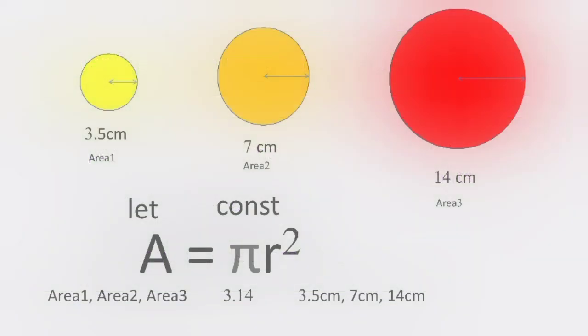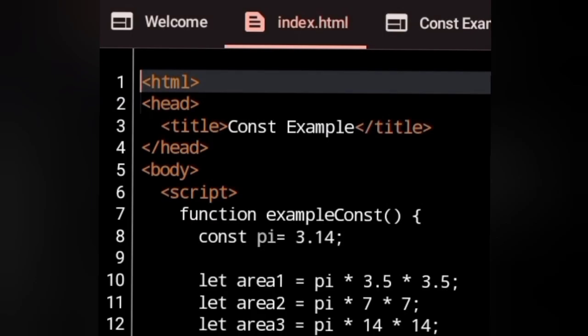Now, let's write a simple JavaScript code. We have three circles with radii of 3.5 centimeters, 7 centimeters, and 14 centimeters. The task is to write a code that calculates and displays the squares of their radii.